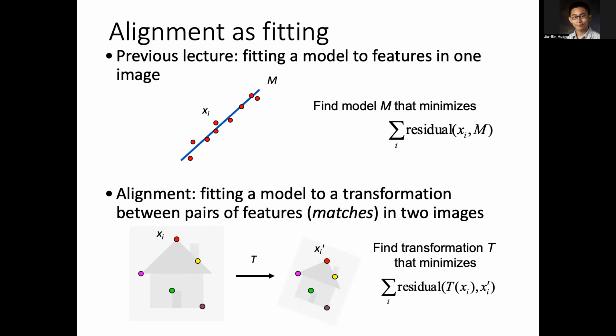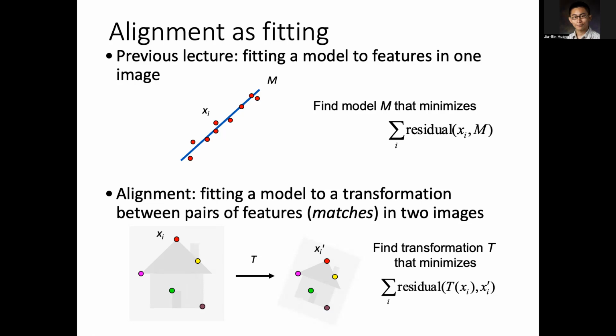So this is the relationship between alignment and fitting. We have the tools for fitting. Now alignment is basically saying that instead of fitting a line to a bunch of points, we are fitting a transformation. I want to find what transformation can explain this correspondence.